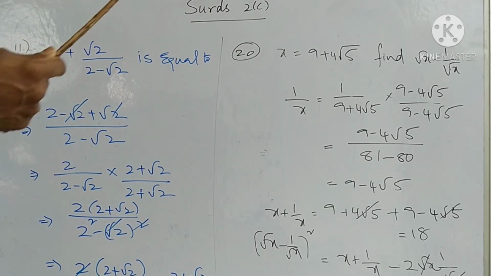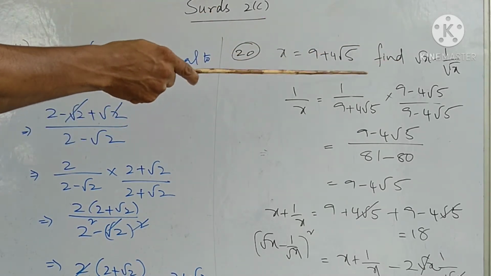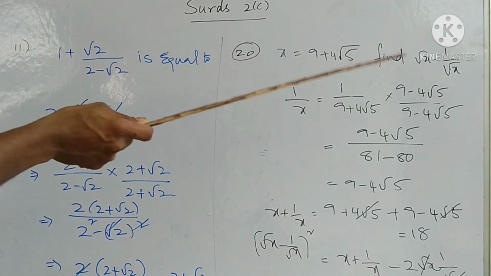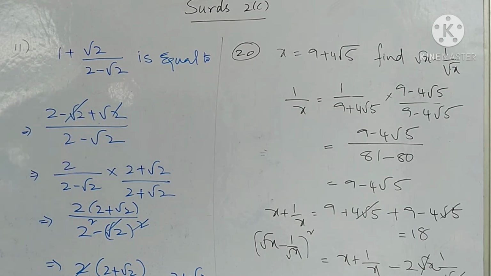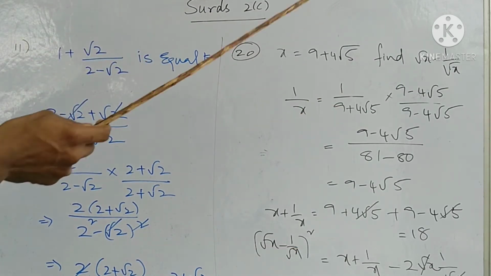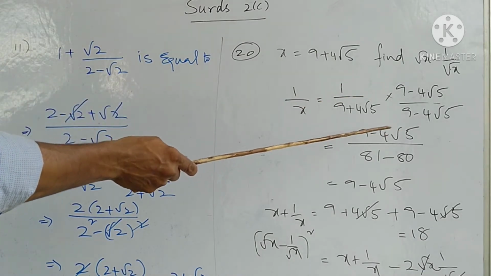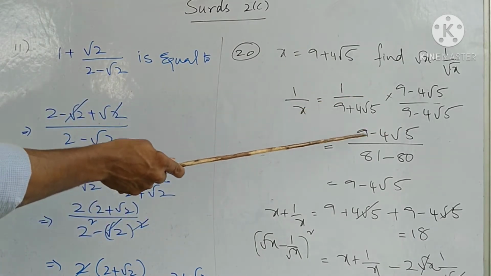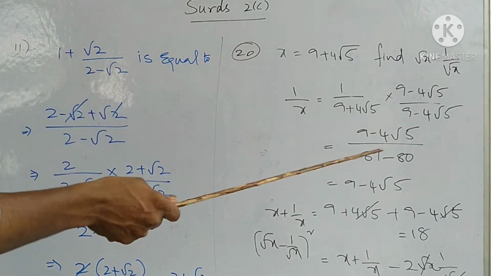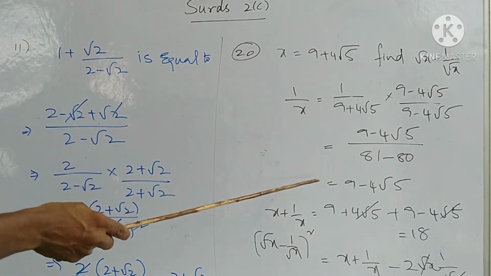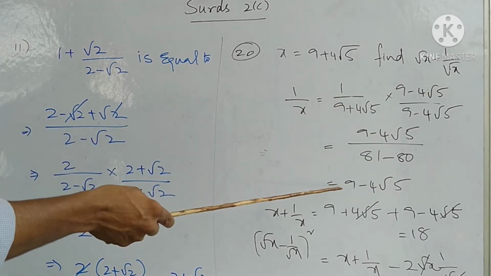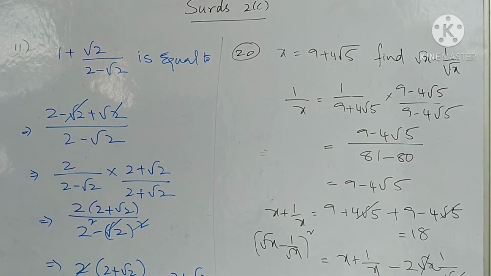Find the value of root x minus 1 by root x. So here we have to find 1 by x, that is equal to 1 by 9 plus 4 root 5. By rationalizing the denominator, 9 minus 4 root 5, that is equal to 9 minus 4 root 5 by the denominator a square minus b square, 9 square minus 4 into root 5 square. So that is equal to 81 minus 80. So that is equal to 9 minus 4 into root 5 by 1. It is nothing but 9 minus 4 into root 5.